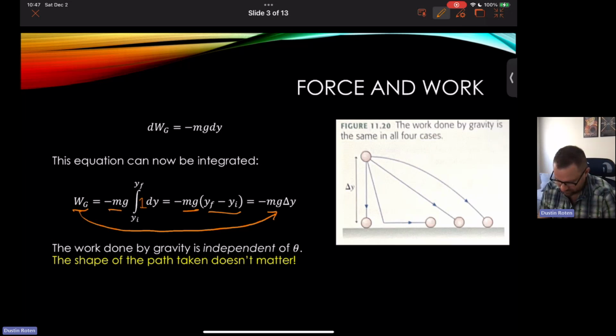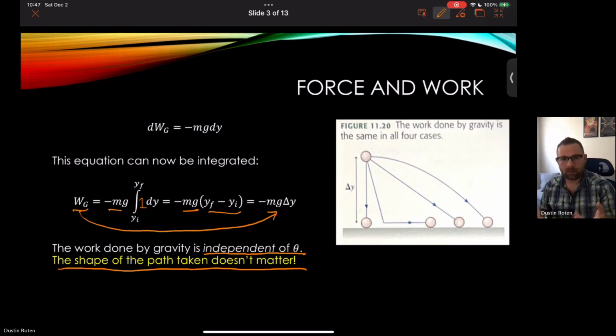So notice that this just depends on height. So the work done by gravity is independent of theta. It didn't care that the force vector and the displacement vector were constantly changing. That went away. We could make that go away. So it turns out the shape of the path does not matter.